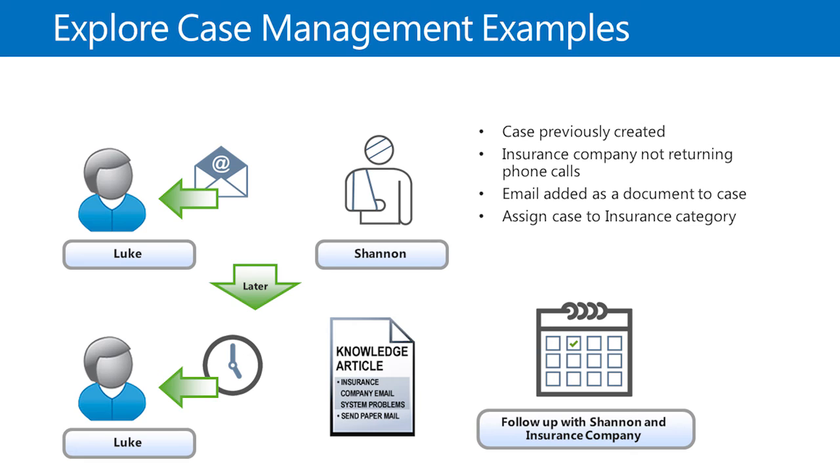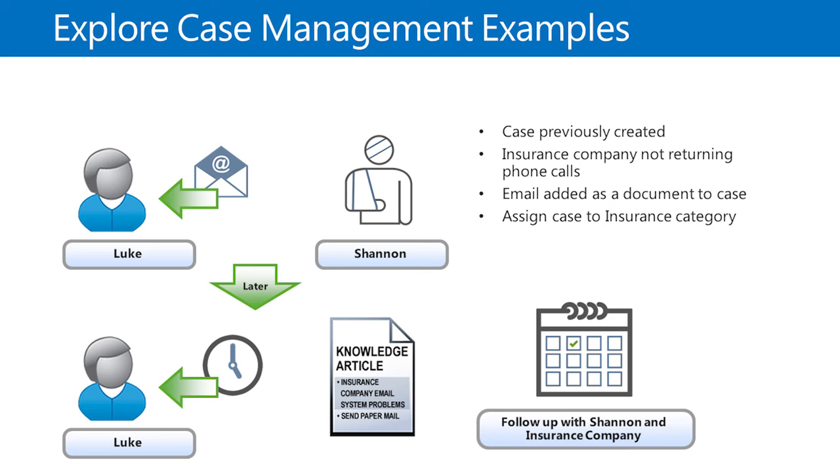When Luke created this case, he assigned it to the case category Insurance. He sees that there is a new knowledge article that is associated with the insurance category. Luke reads the knowledge article and learns that Humongous Insurance's telephone system is being updated and that all telephones are down.